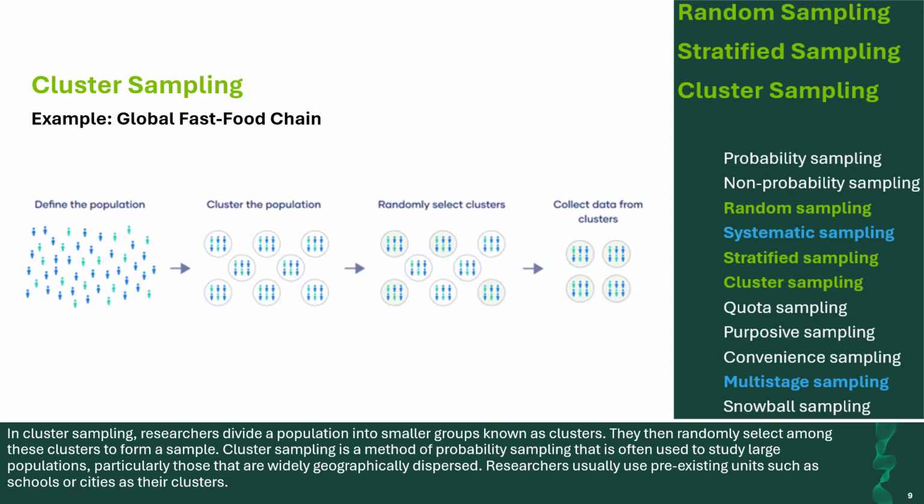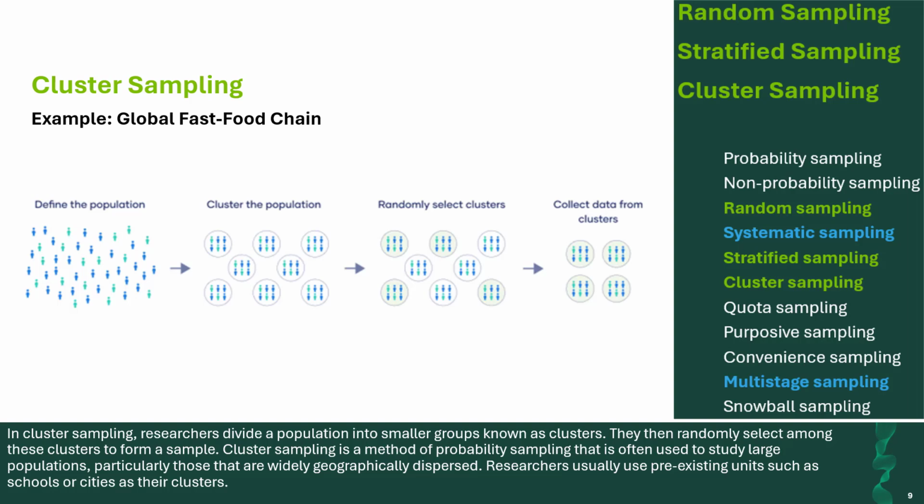In cluster sampling, researchers divide a population into smaller groups known as clusters. They then randomly select among these clusters to form a sample. Cluster sampling is a method of probability sampling that is often used to study large populations, particularly those that are widely geographically dispersed. And researchers usually use pre-existing units, such as schools or cities, as their clusters. And I've spelled out those descriptions that I've talked about for the last several slides at the bottom, so you have those, but the examples are of course more taken from my background and my interests.